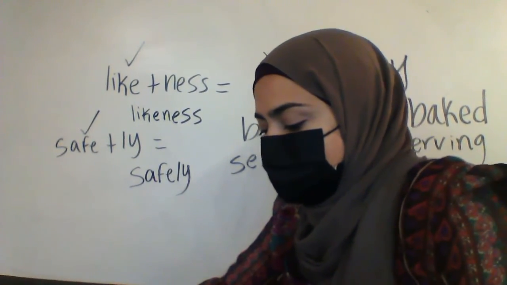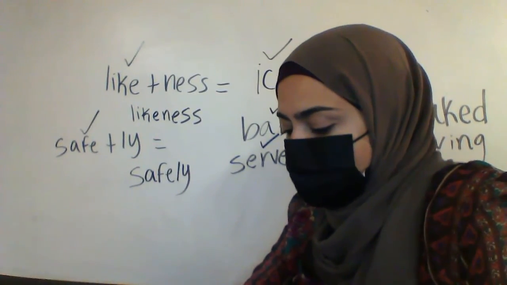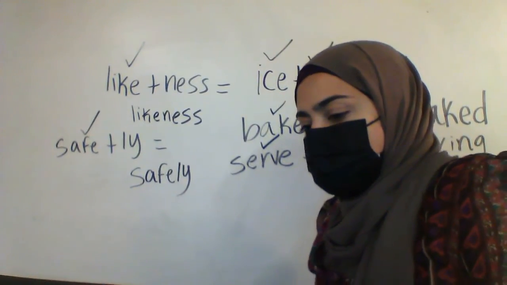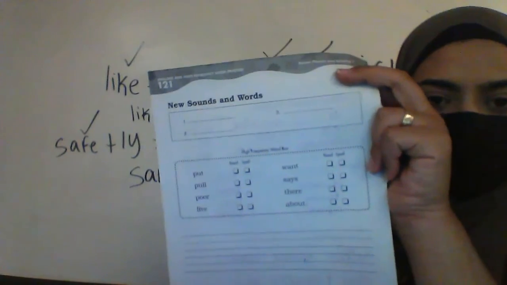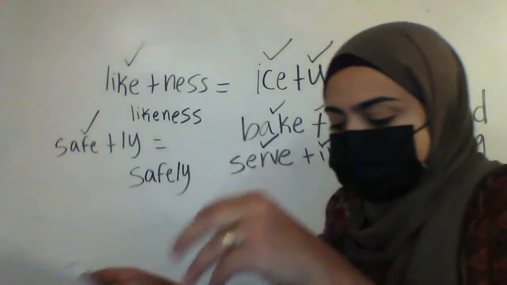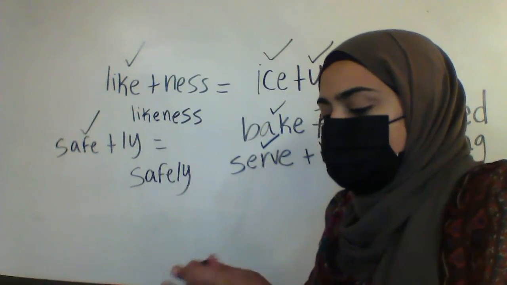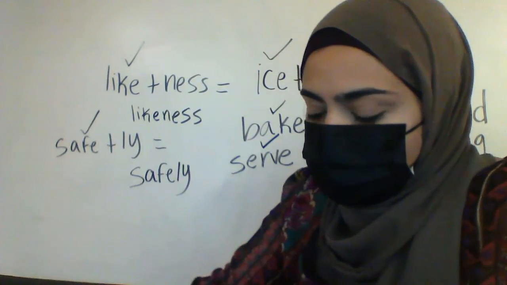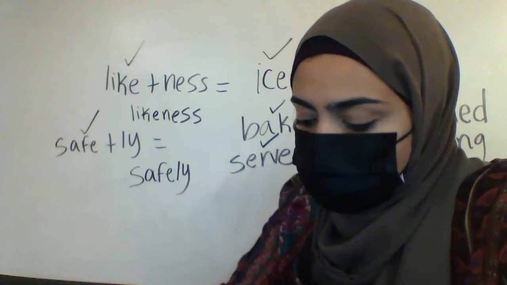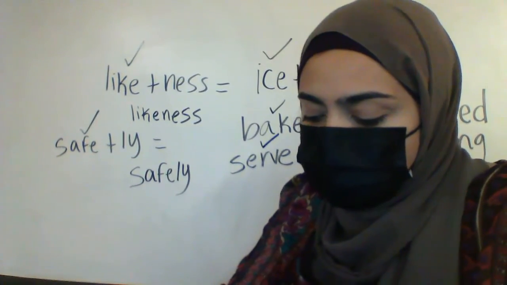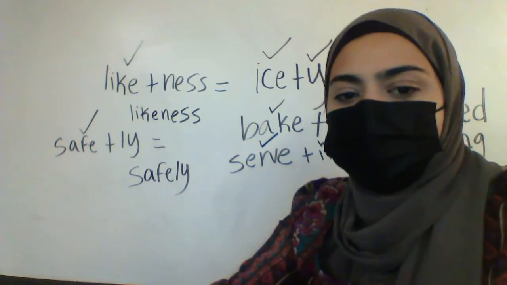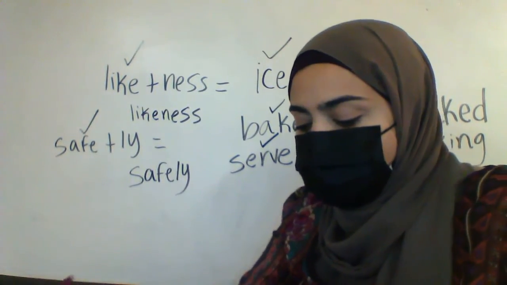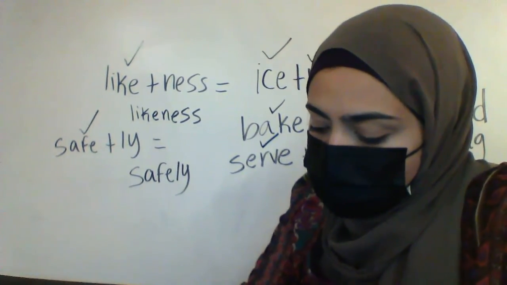Let's practice spelling some new words with the dropping rule. Put your finger next to number 1 on the back where it says new words, new sounds and words. I want you to write the word lived. He lived in a cave. Lived. All right, let's spell it together. L-I-V-E-D. Very good.